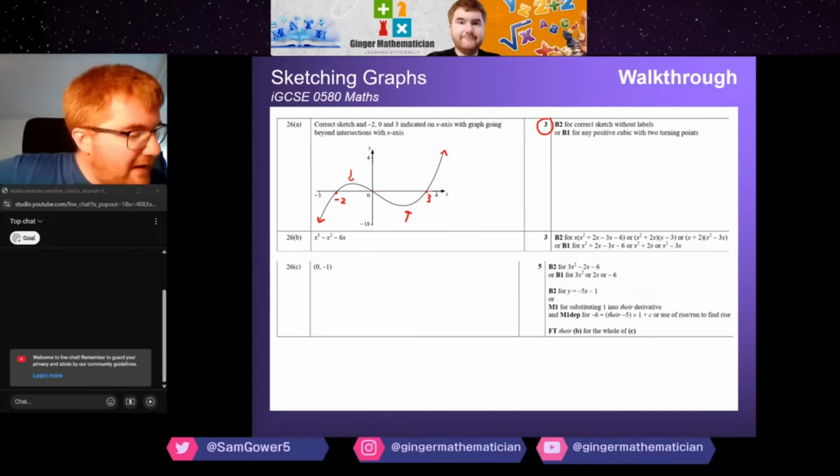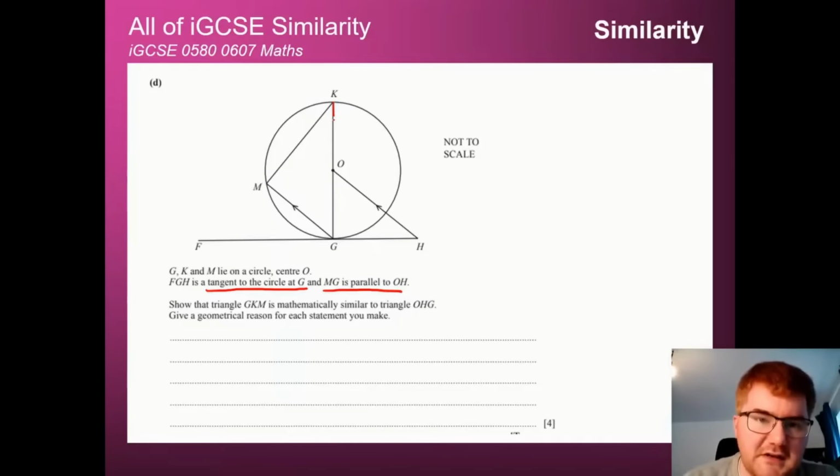So GKM, line on the circle, center O. FGH is a tangent to the circle at G. So notice this line that goes across just touches the circle and then goes off. And MG is parallel to OH. So that's why we've got these arrows here and here. And we need to show that triangle GKM, so it's worth identifying which triangle this is, so this one here, is mathematically similar to triangle OHG.